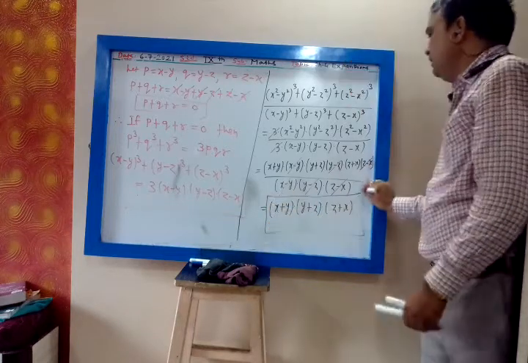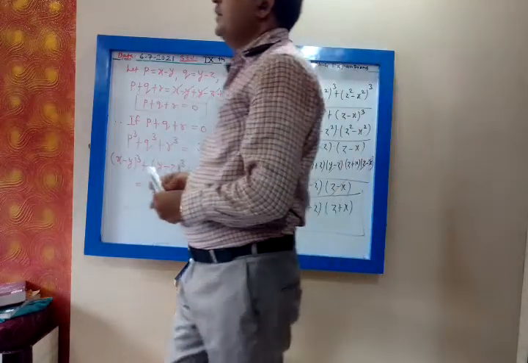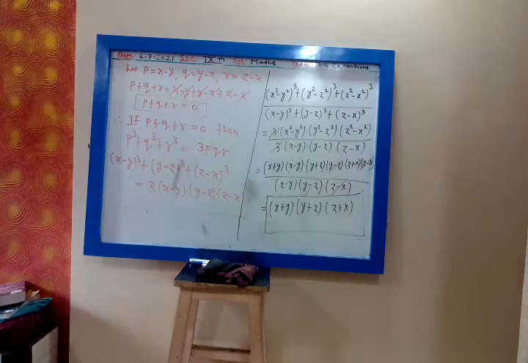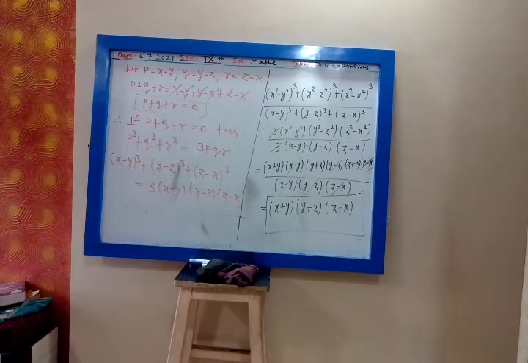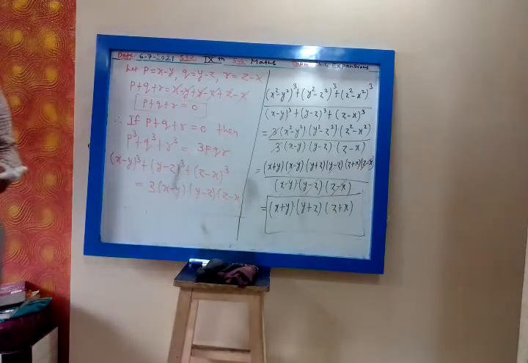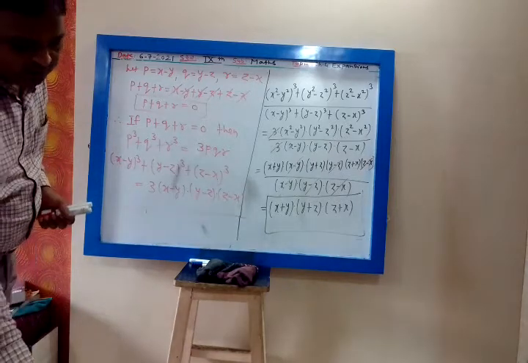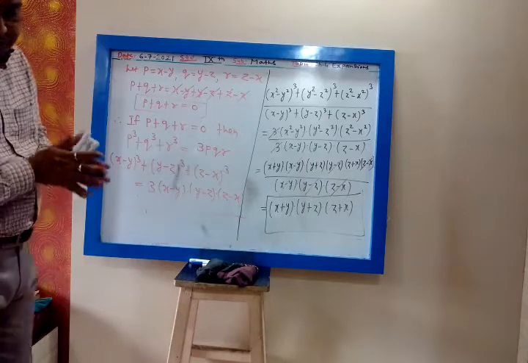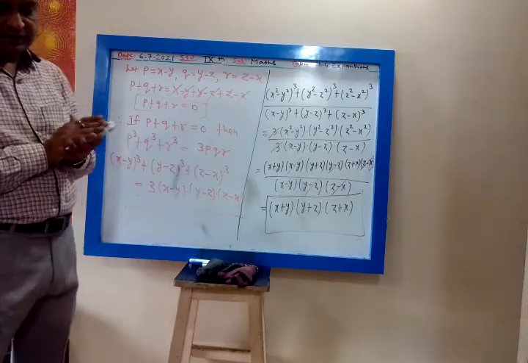So we have simplified the numerator and denominator using the result or identity that if a plus b plus c is 0, then a cube plus b cube plus c cube is 3abc. Okay.